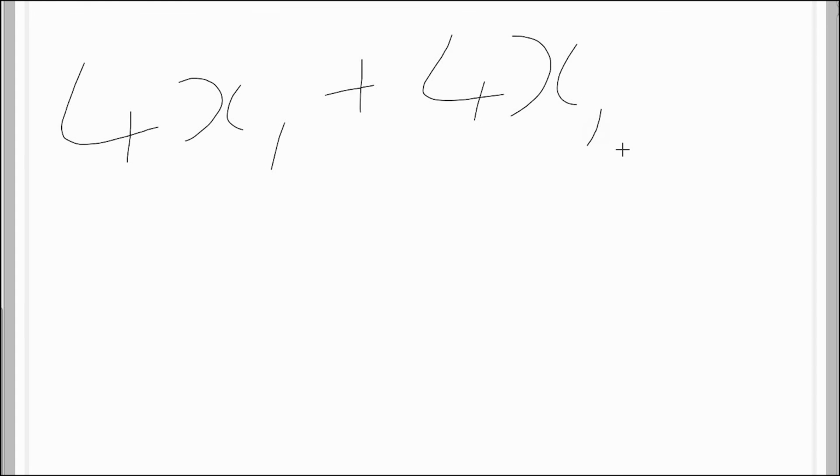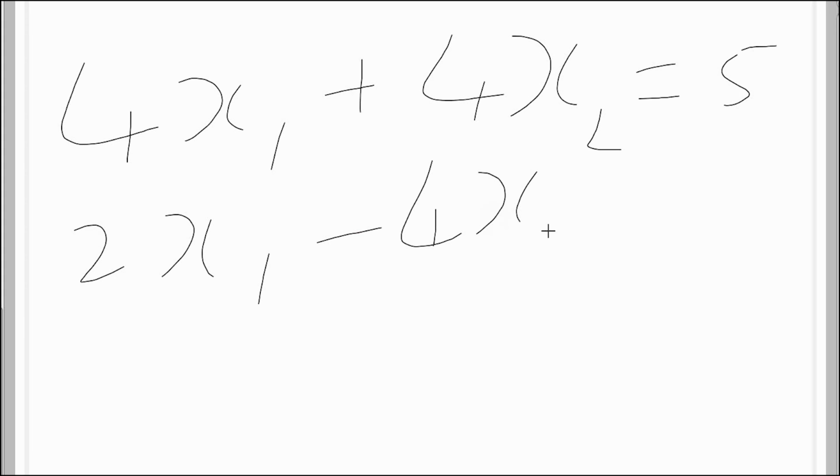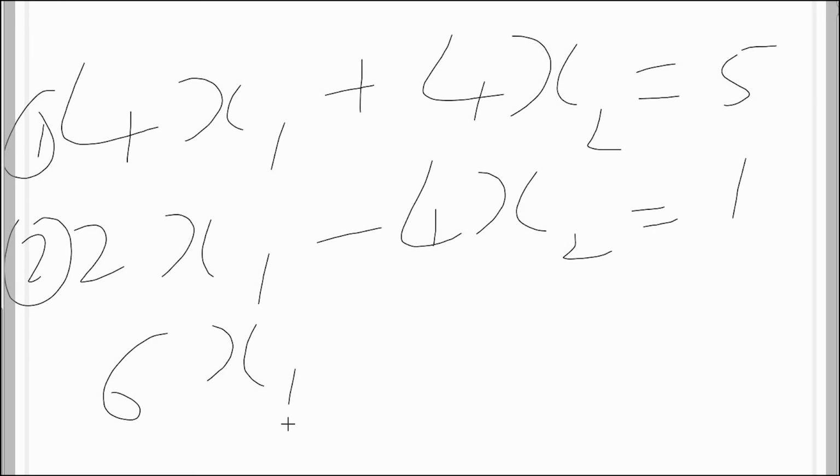What do I mean by a unique value? Look at this equation: 4x1 plus 4x2 equals 5, then 2x1 minus 4x2 equals 1. This is equation 1, this is equation 2. If we add these two equations together, we have 6x1, which is equal to 6. So x1 is equal to 1.